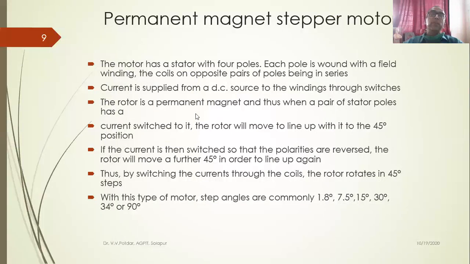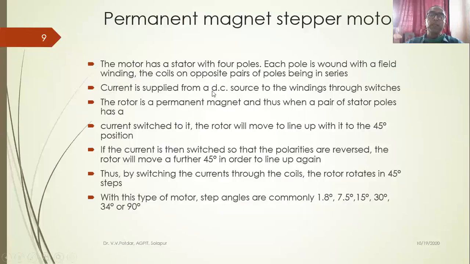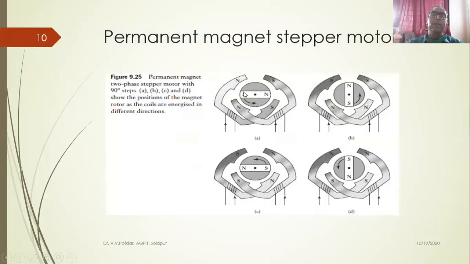The second type is the permanent magnet stepper motor. The motor has a stator with 4 poles. Each pole is wound with a field winding, the coils on opposite pairs of poles being in series. See these two coils, the windings are in series with each other. Current is supplied from a DC source to the windings through switches. The rotor is a permanent magnet.